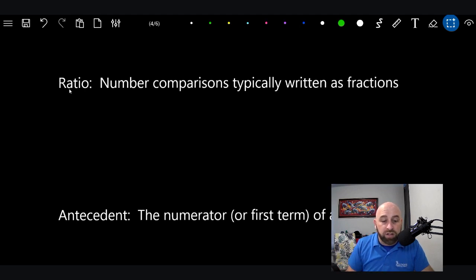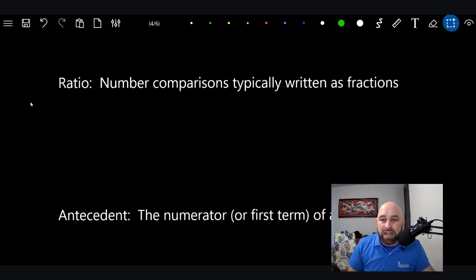All right, the ratio. What is a ratio? It's been a while, since 8th grade for most of you, since we've really talked about this stuff very much. We talked about proportions just a little bit in algebra and algebra 2, but pretty much it's been a while. So let's refresh our memory on what a ratio is. A ratio is a number comparison typically written as fractions, but there are really 3 different ways to write these.